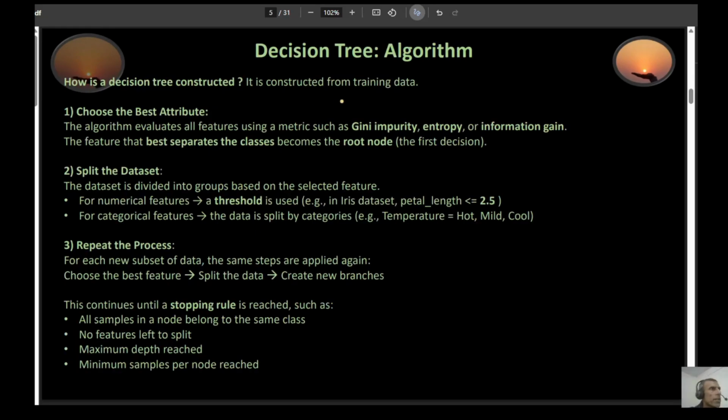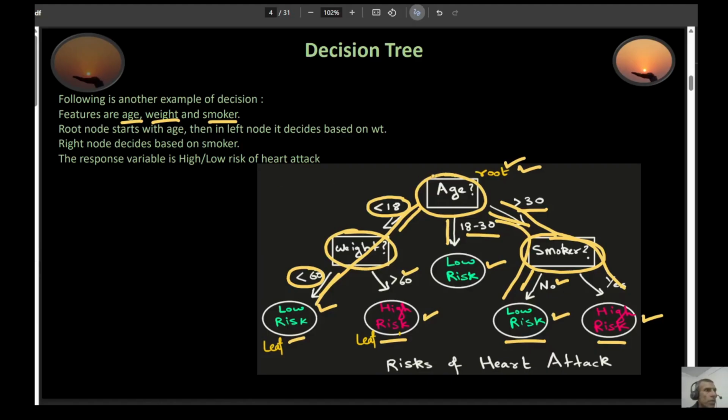Now, how do you construct a decision tree? In this, I'm going to show you the algorithm that is used to construct a decision tree. Here, we are going to construct a decision tree from training data. Step number 1, you choose the best attribute. The algorithm goes over all the features and uses a metric such as Gini impurity, entropy, or maybe information gain. What it does is find the feature that best separates these classes, and that becomes your root node. That's your first decision. That would be this right here. This is my root node over here.